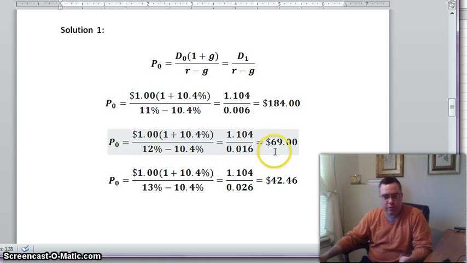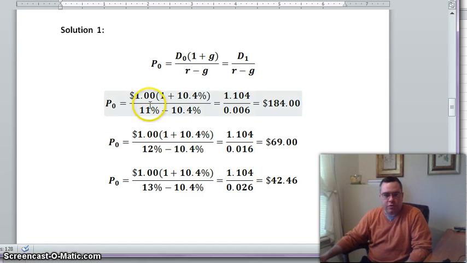Also note, you get the typical relationship that if interest rates go up, prices go down, just like you would with bonds or any other investment. So we go from 11 up to 13, the price falls from 184 down to 42.